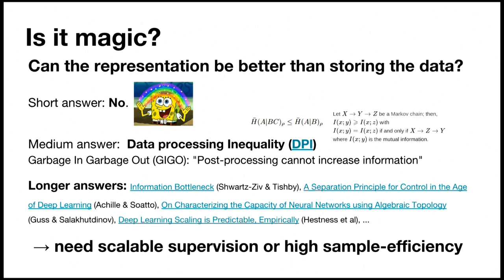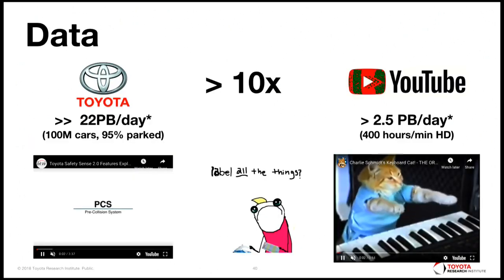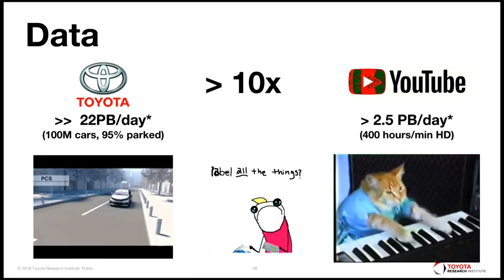There are longer answers if you really want to sound fancy about this information theory perspective. So information bottleneck, separation principle, et cetera. These are theories at this stage, and from my perspective, the leading potential explanations for why deep learning works so well. It works really well. We're trying to understand completely why. We're not there yet, but these are some of the leading theories. But long story short, because it's not magic, it cannot hallucinate new things. You need scalable data, scalable supervision, or high sample efficiency solutions.